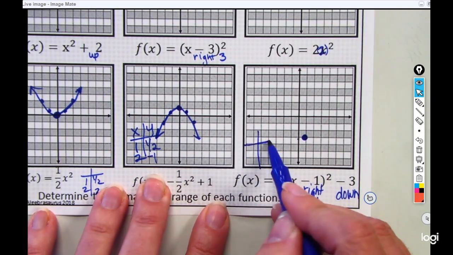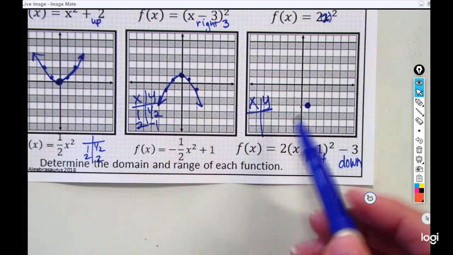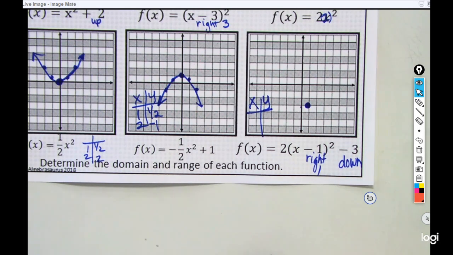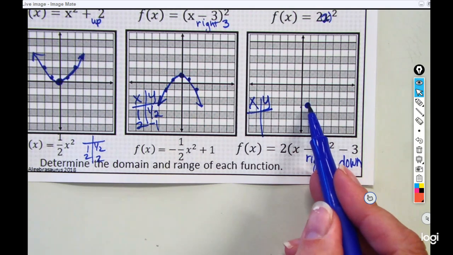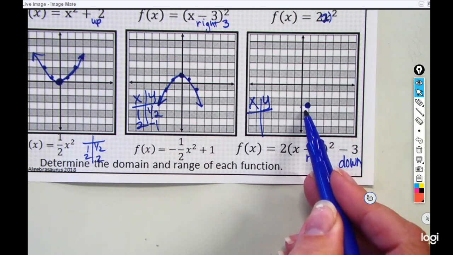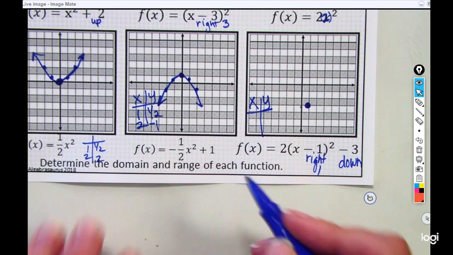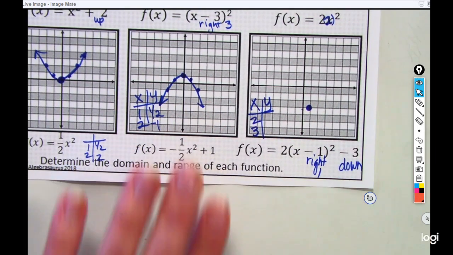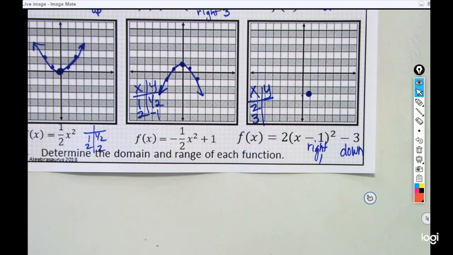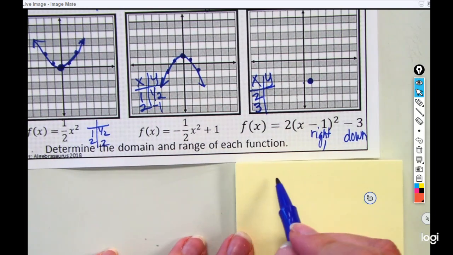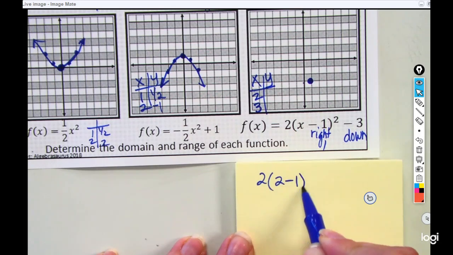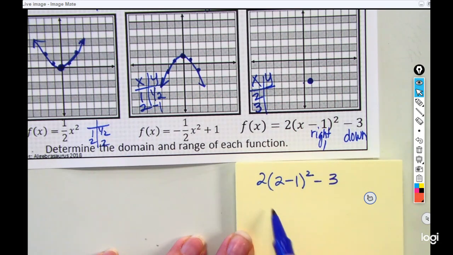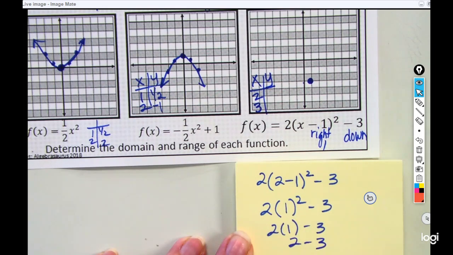Now, if we're going to do a table, can I pick 1 and 2 again? I've got to move to the side of my vertex, right? I'm already on 1, so maybe I should pick 2 and 3. I like it. 2 and 3. Now, I'll use scratch paper on this so we're not doing it in my head so we can see this one a little bit better. All right, so 2 times 2 minus 1 squared minus 3. 2 times 1 squared minus 3. 2 times 1 minus 3. 2 minus 3, I get negative 1.